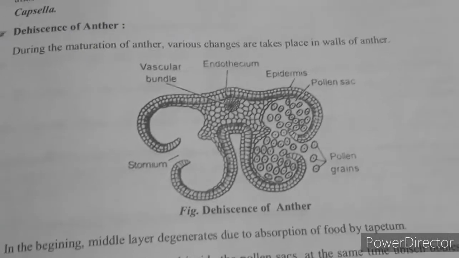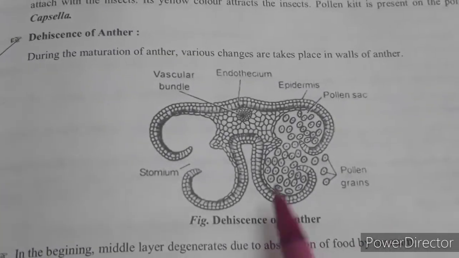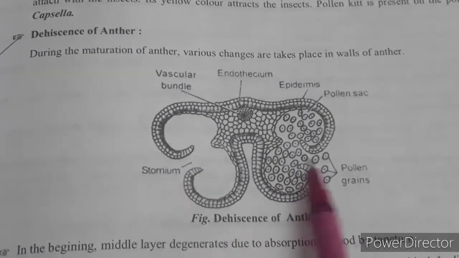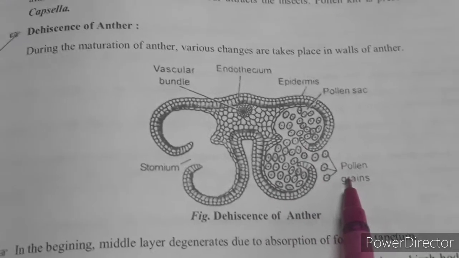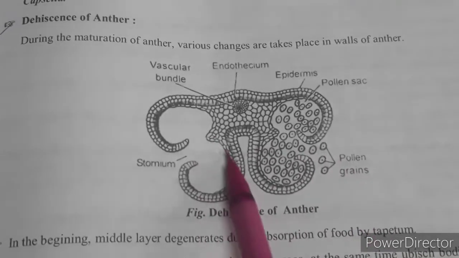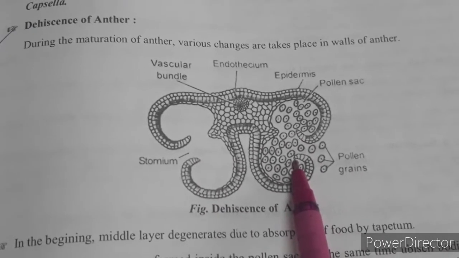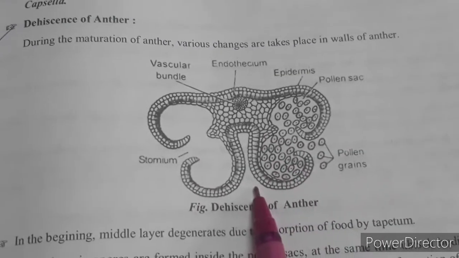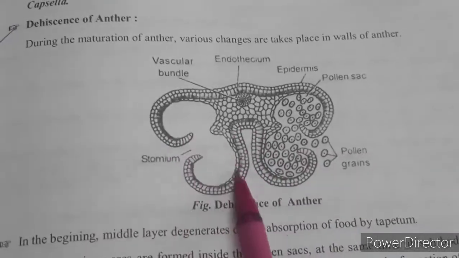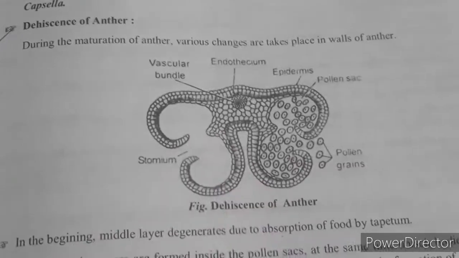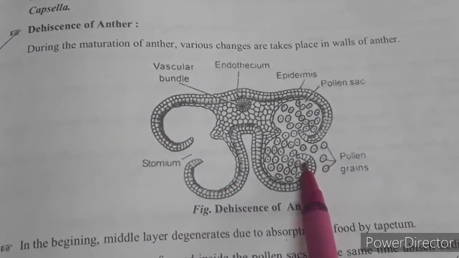What we are seeing here is a matured anther which has undergone dehiscence along the line of the stomium, and we could also see the pollen grains coming out. To our wonder, we could see only 2 pollen sacs here, but in the young anther there are 4 microsporangia. How has this happened? We know that the tissues in between the microsporangia disappear on maturation. They got degenerated on maturation of the anther.